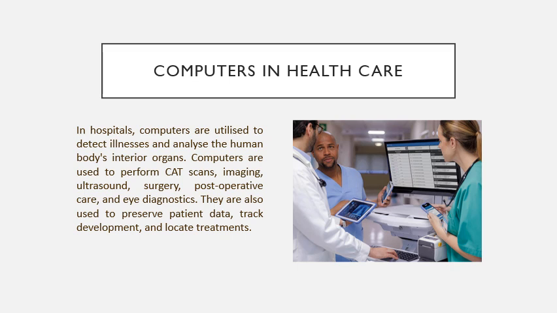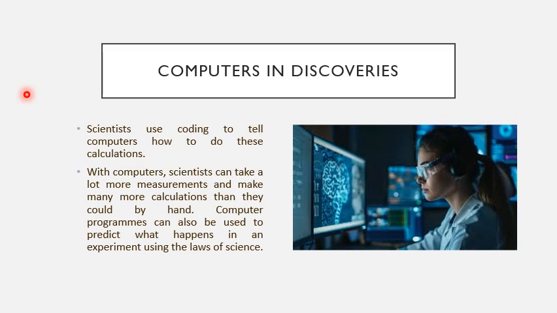Now, the next thing is how does a computer help us in discoveries? Scientists use coding to tell computers how to do these calculations. With computers, scientists can take a lot more measurements and make many more calculations than they could by hand. Computer programs can also be used to predict what happens in an experiment using the laws of science.